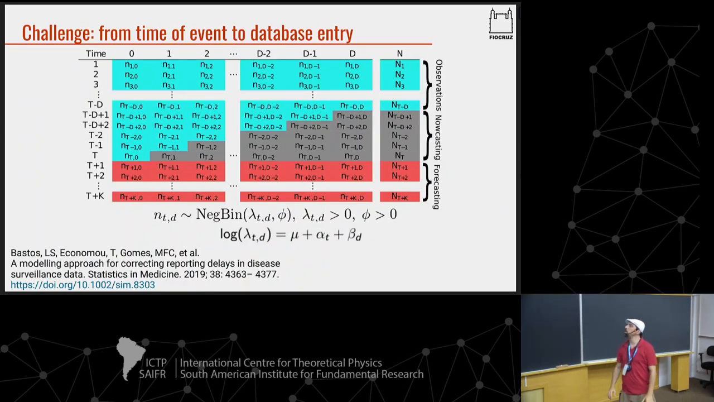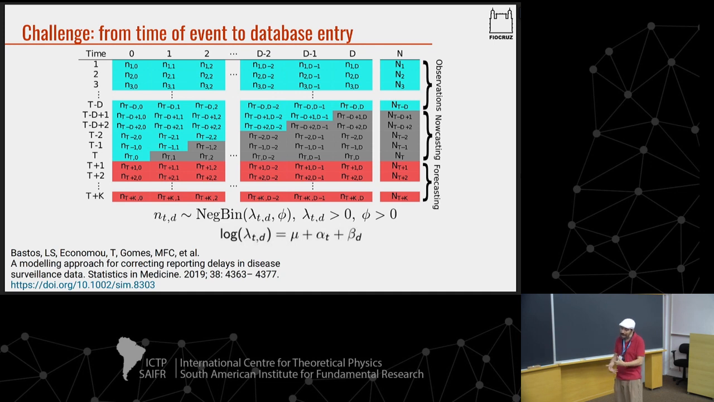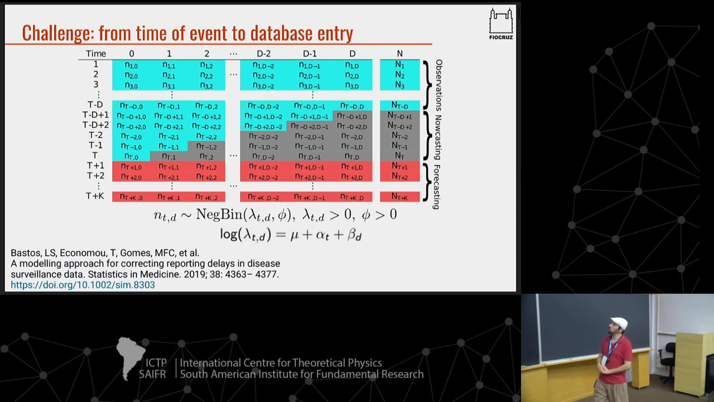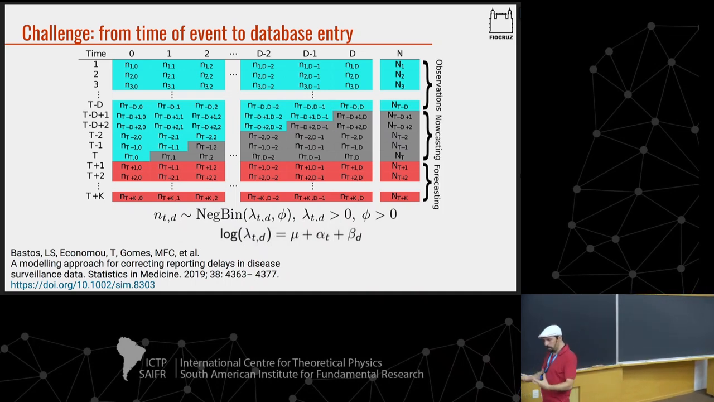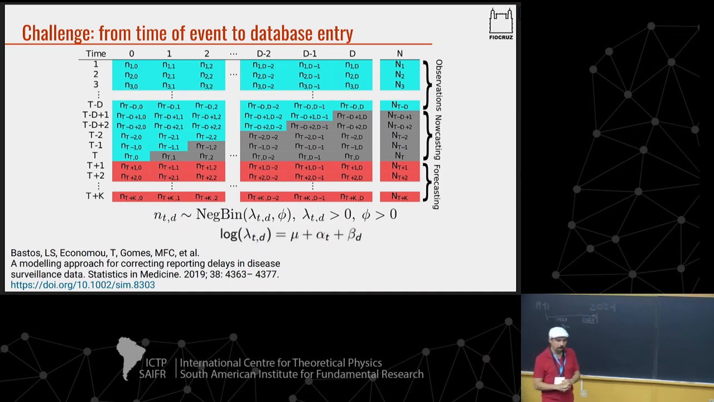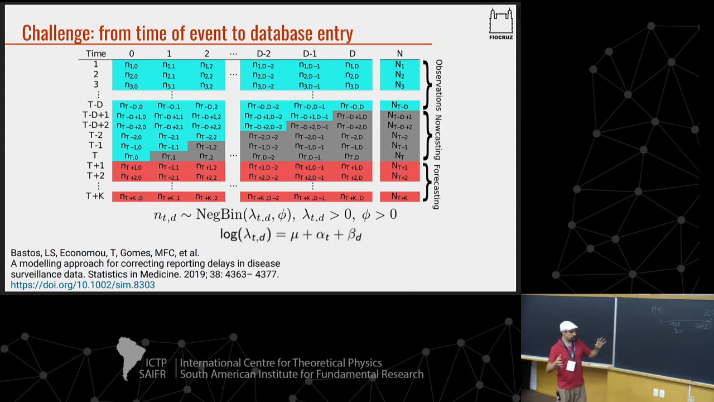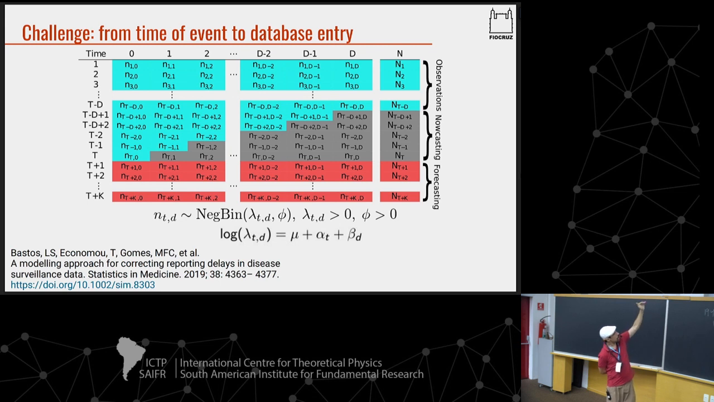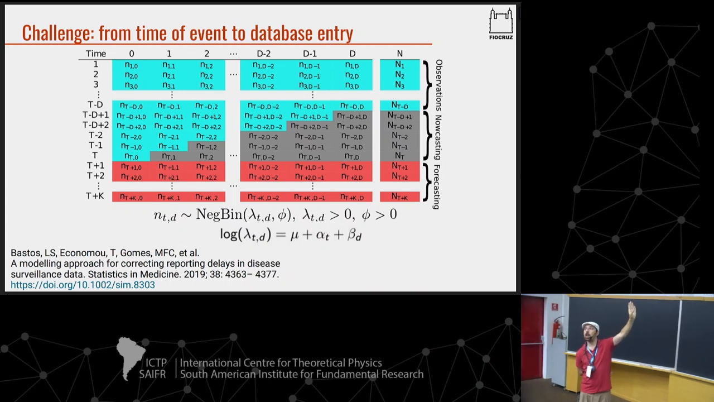So, one way to tackle this issue is, well, I can reconstruct this information or aggregate this information by building a matrix where each row of my matrix represents the date of event, and each column represents how many weeks it took, or days, or whatever time scale that I want to use as reference, for cases of that particular week, for that particular row, to be uploaded into the database.